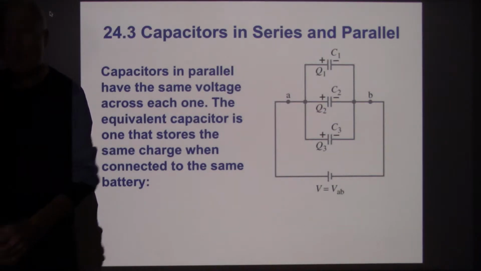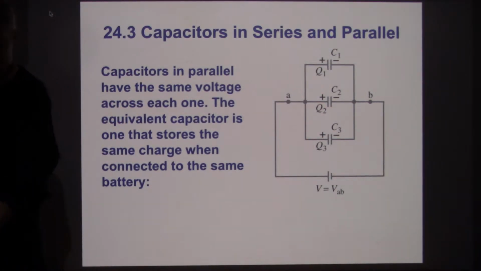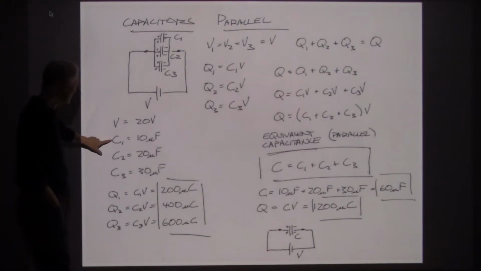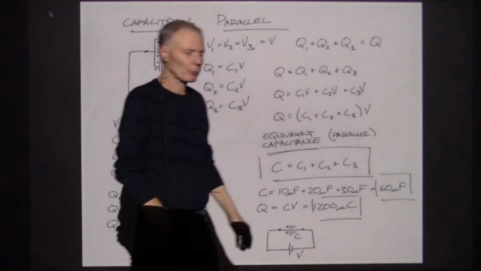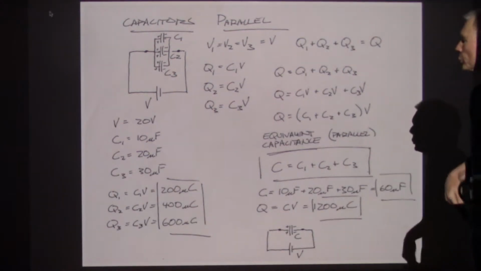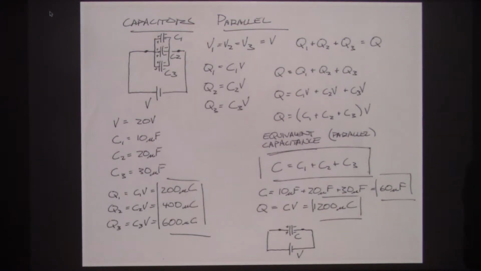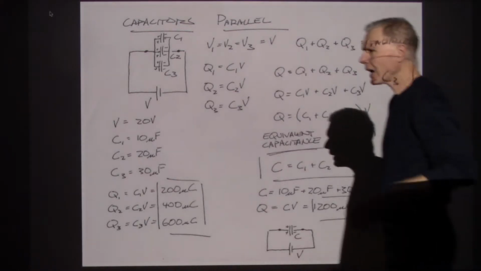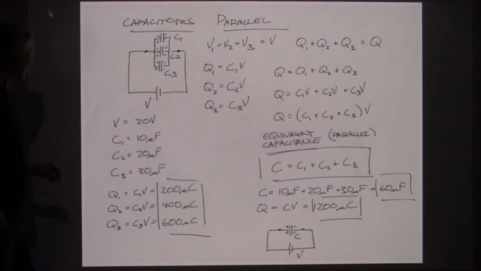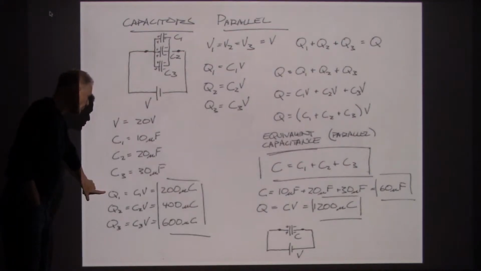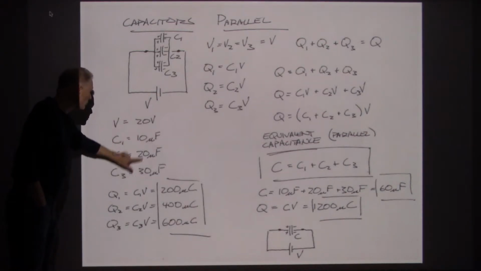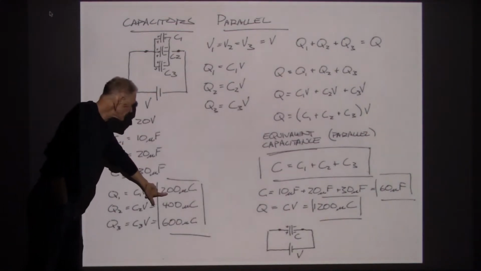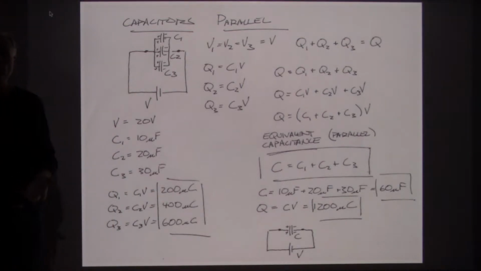In fact, I made some up. So here's capacitor 1, 2, and 3. I decided to have capacitor 1 with 10 microfarads, capacitor 2 with 20 microfarads, and capacitor 3 with 30. Now, I know enough about capacitors at this point that I could go in and solve for the charges. Capacitor 1 with 10 microfarads multiplied by the 20 volt battery is going to leave me with 200 microcoulombs of charge.